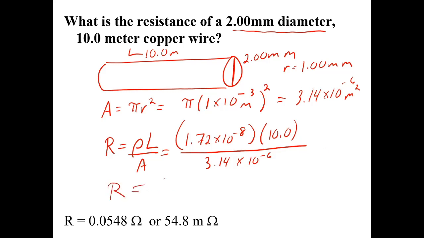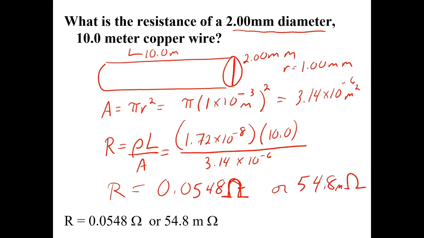So the only thing I have to do now is crunch all these numbers in my calculator. And I'm getting a resistance of 0.0548 ohms. I didn't draw that omega very well. There we go. Or if I multiply it by 1,000, I get 54.8 milliohms.